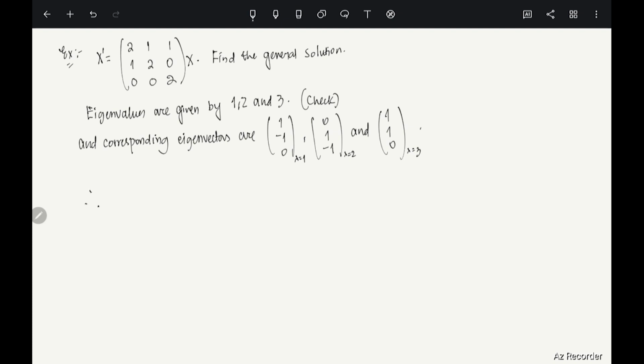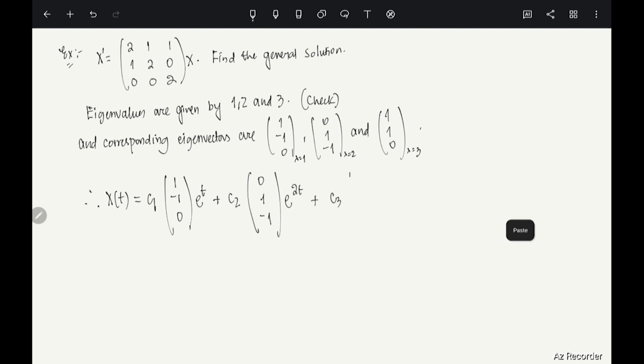So therefore, the eigenvalues are distinct, so the eigenvectors are linearly independent. The general solution in this case, the solution space is of 3 dimensions. So the general solution x of t will look like c1 times the vector (1, -1, 0) times e to the power t, plus c2 times the second vector (0, 1, -1) times e to the power 2t, plus c3 times (1, 1, 0) times e to the power 3t. That's what you are going to get.